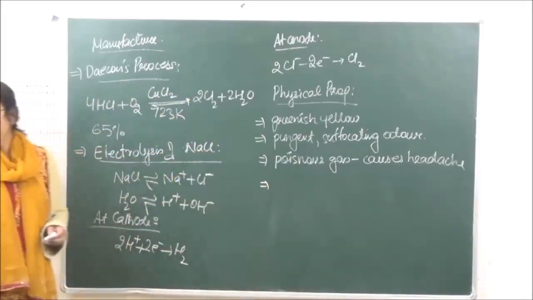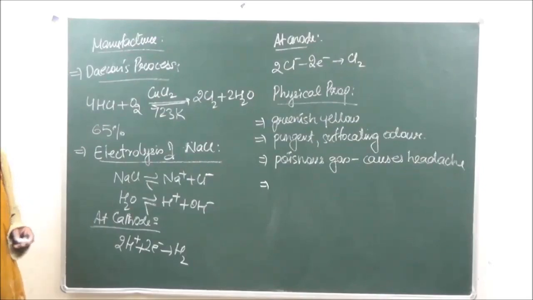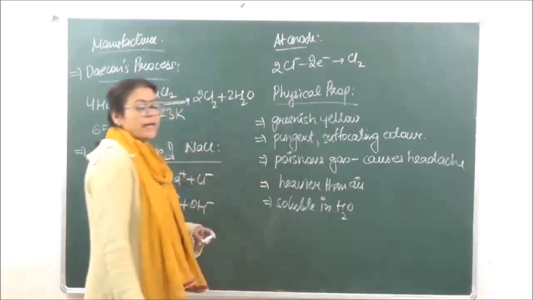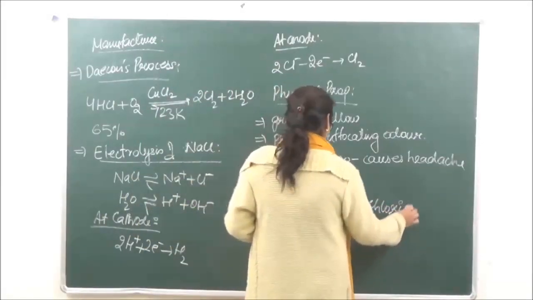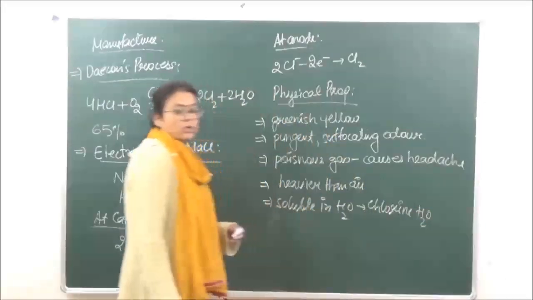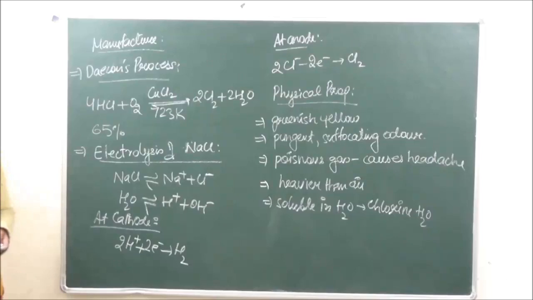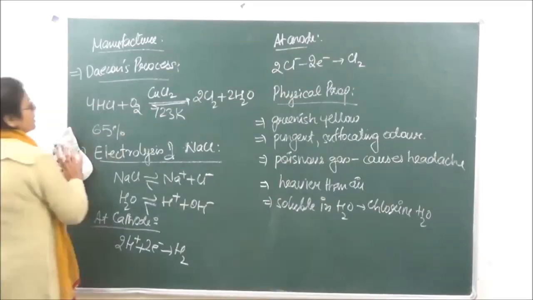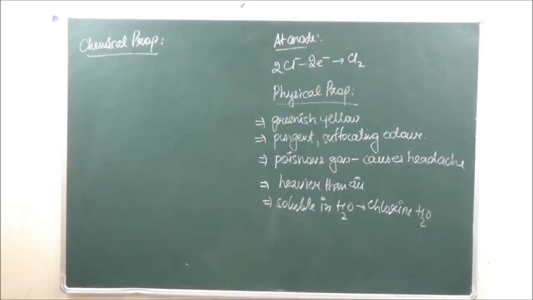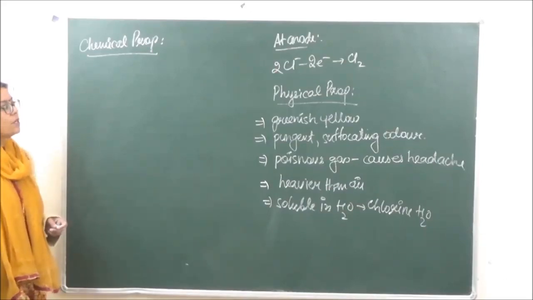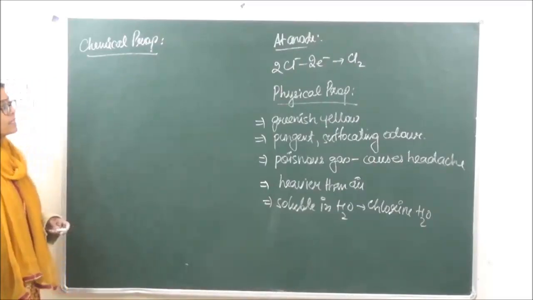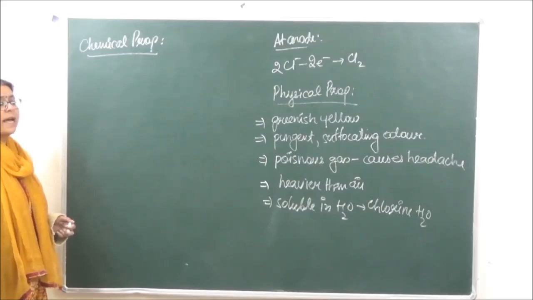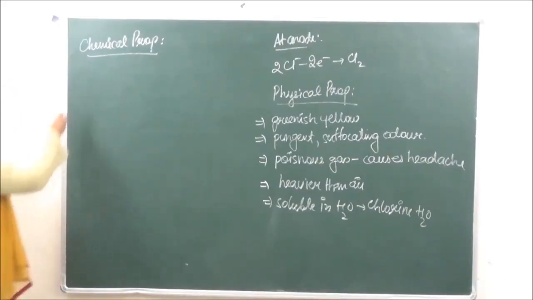Then number four, it is heavier than air and soluble in water, and its solution in water is known as chlorine water. Let's go on to the chemical properties. It is a very reactive gas due to its high electronegativity. We've just studied this when we were doing all the halogens. After fluorine, chlorine is the most reactive gas, because of its high electronegativity. So number one, action on litmus.